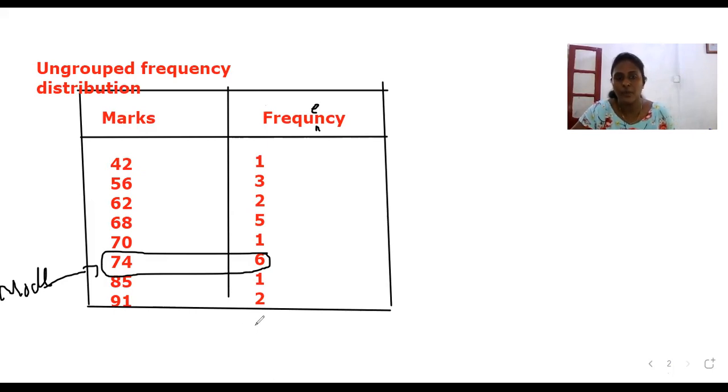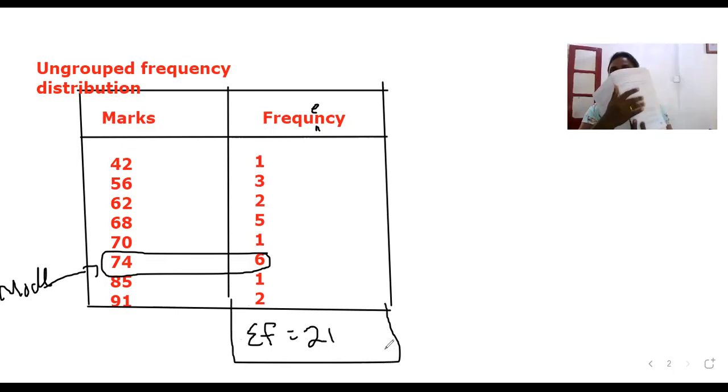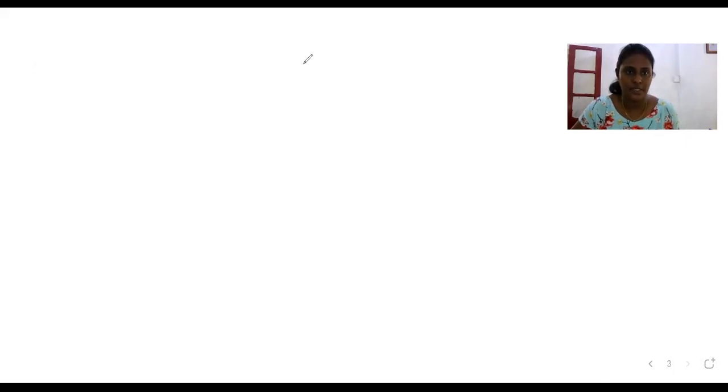Here the sum of this frequency is 21. Normally we call the sum of frequency sigma f. Sigma f means sum of frequency. So here the sum of frequency is 21. You can extend the table this way also. Please mark everything in the table. In your book, having just a normal table, don't draw it as I'm representing here. You want to get the table. Right. After this, please write a question.